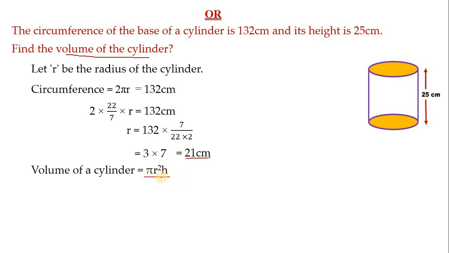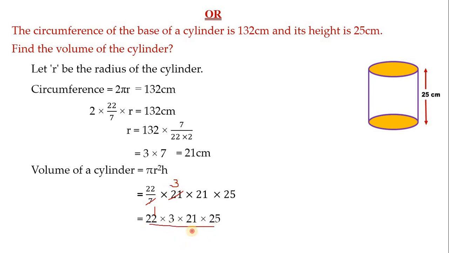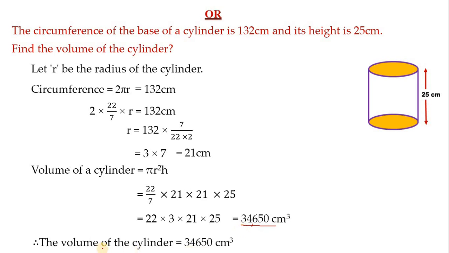Now substitute the values. Pi value is 22 by 7. R value, just now we have found, is 21. Hence 22 by 7 into 21 into 21 times into h. Now let us simplify this, 7 ones and 7 threes. Now write all the numbers and multiply all these numbers. If you multiply all these numbers, we'll get 34,650 centimeter cube. Therefore, the volume of the cylinder is equal to 34,650 centimeter cube.